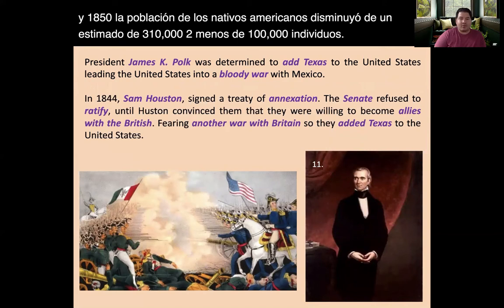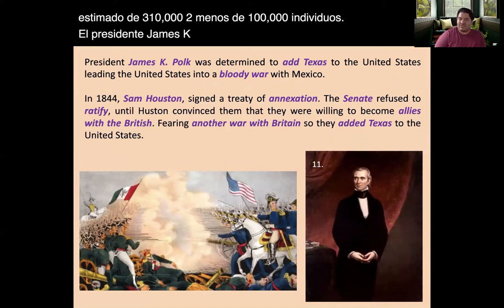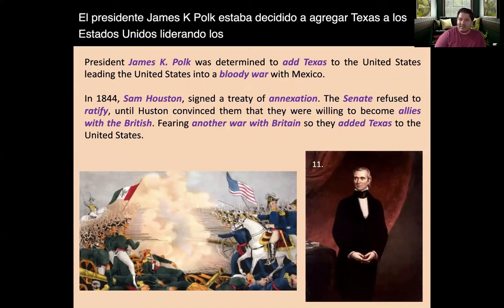President James K. Polk was determined to add Texas to the United States, leading the United States into a bloody war with Mexico.